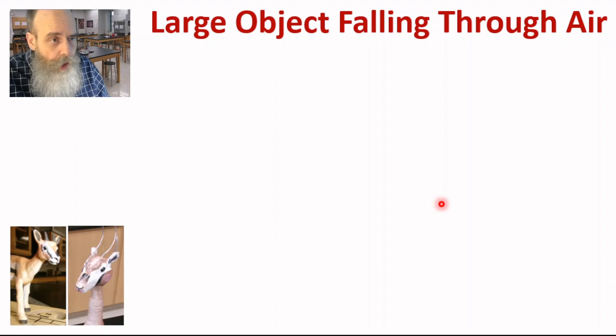Now we have a large object falling through the air. What type of drag force would we have for a large object? Correct! Isabel, good answer. It's going to be inertial drag.